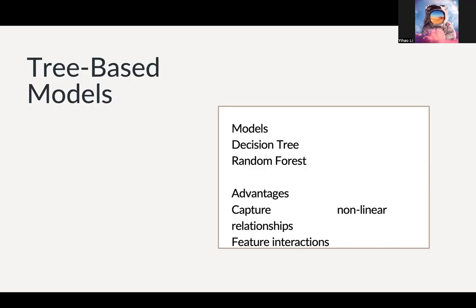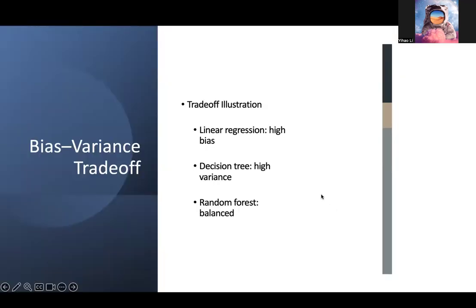In order to mitigate this issue, the random forest model is used. A random forest combines multiple decision trees and introduces randomness. That helps reduce variance and improve generalization performance. So, as in the picture, the advantages are capturing feature interactions and non-linear relationships, and so on. This part is mainly about the tree-based models.